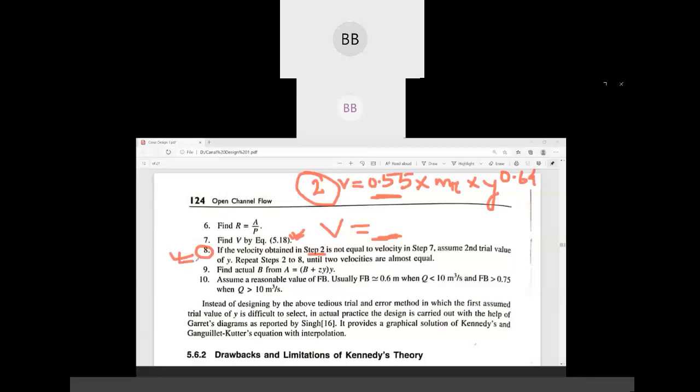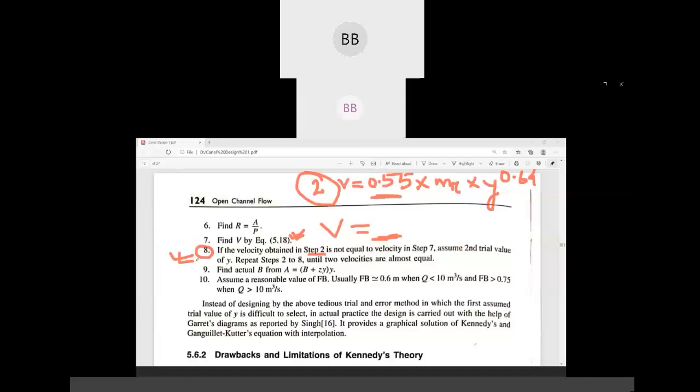First we have assumed a depth of flow, then we have calculated velocity, then we have calculated area, then we assumed a z value. Then we calculated the width of the channel. Then at the same step we calculated our wetted perimeter. Then we have calculated r. Then again we calculate velocity. Then whatever velocity we calculated at step number 2, if it is the same at step number 7, then we are going to stop.